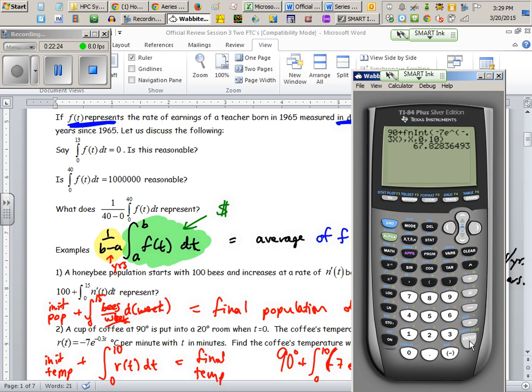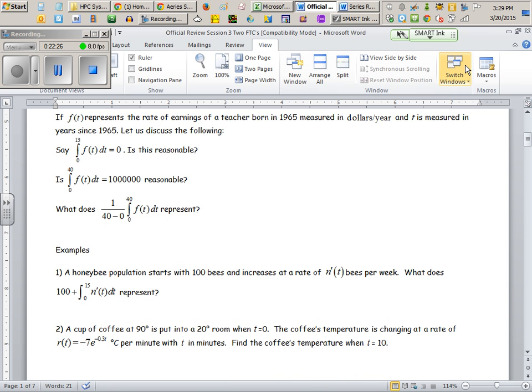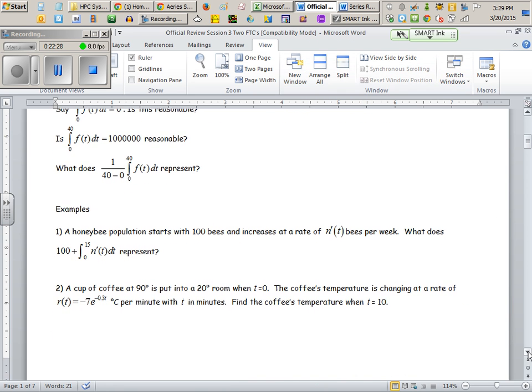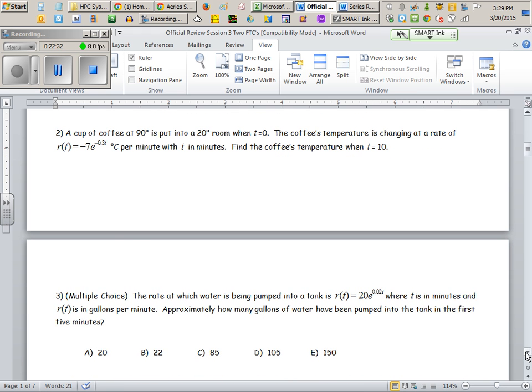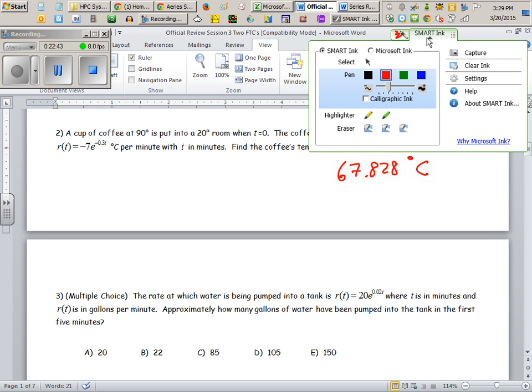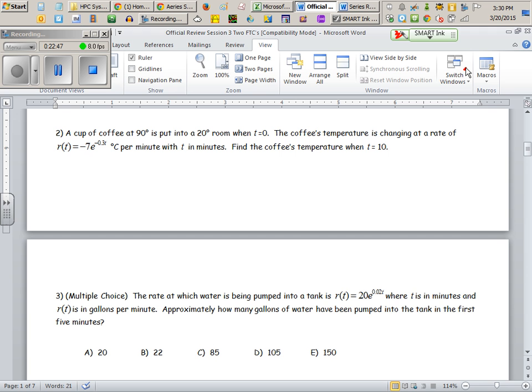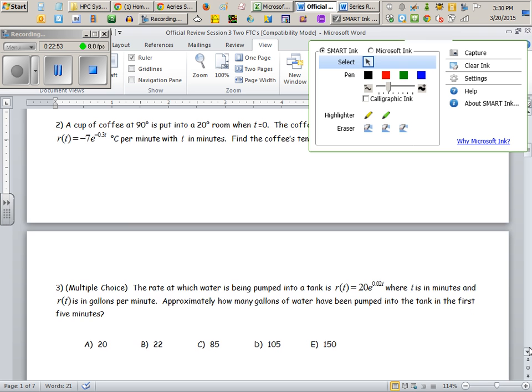Was this one multiple choice? No? Okay, so just 67.828 on that one. Degrees Celsius, right? They're very strict about that. You have to include the units on everything. And remember, if it's Kelvin, you don't write degrees. Although I've never seen Kelvin on the AP test. Just something to remember. Okay, let's go down here.